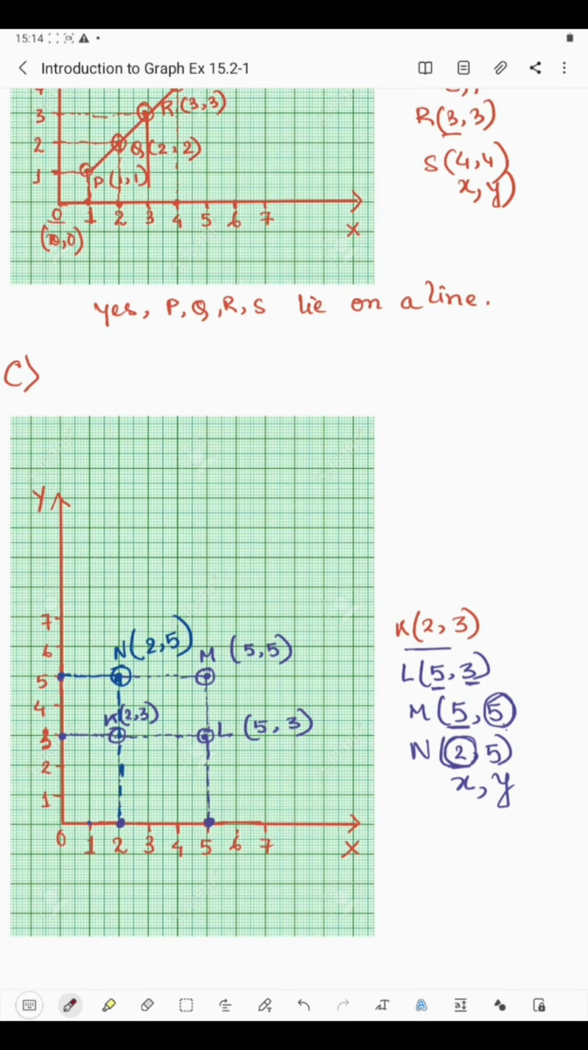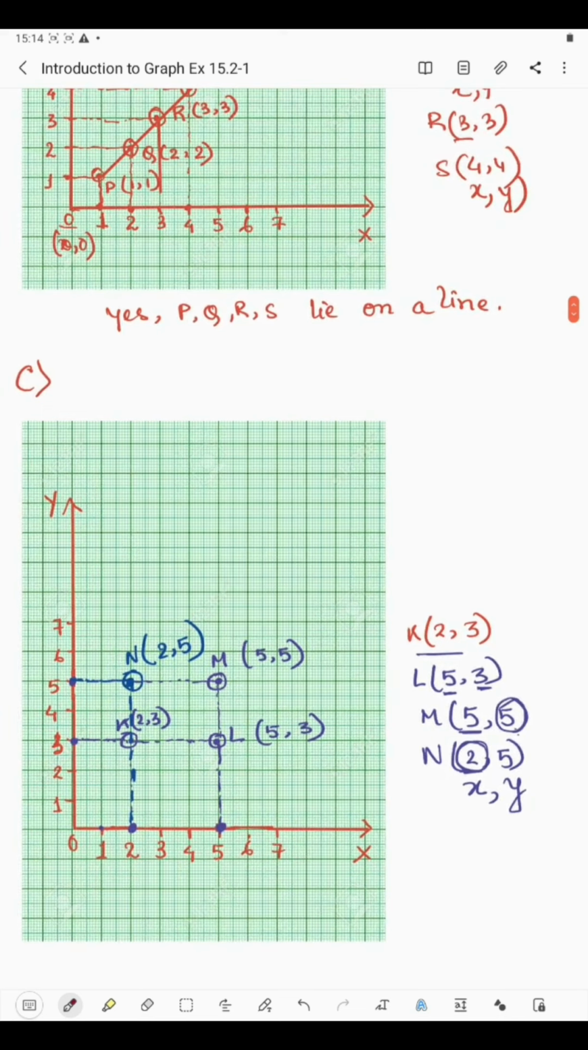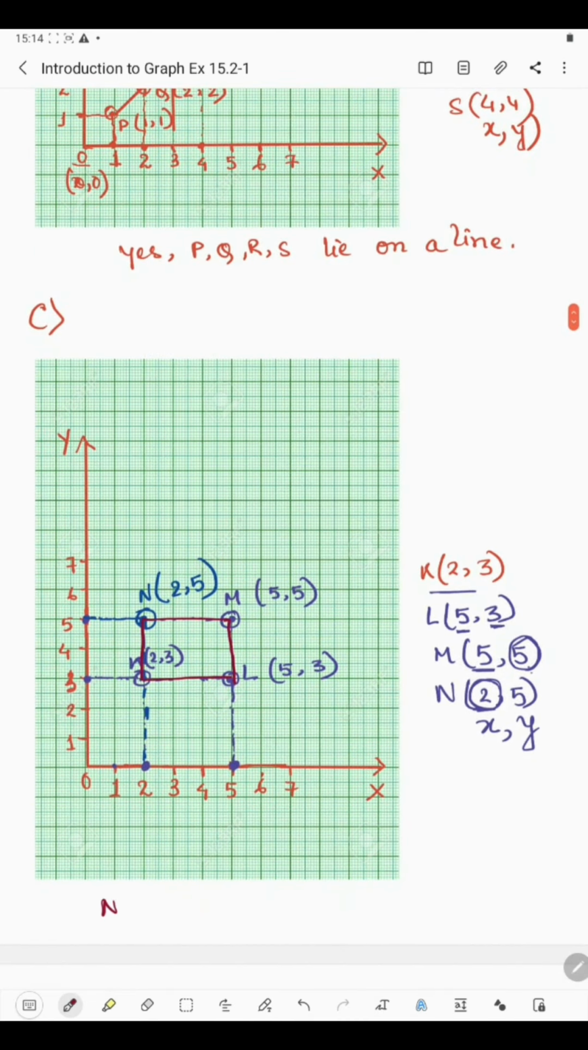Okay, so we have plotted the points in the graph sheet. Now we need to check whether all these points lie on a line or not. Here we can see that if you join these points, we will get a rectangle. So these points do not lie on a line. Okay, so we'll write no, points K, L, M and N do not lie on a line.